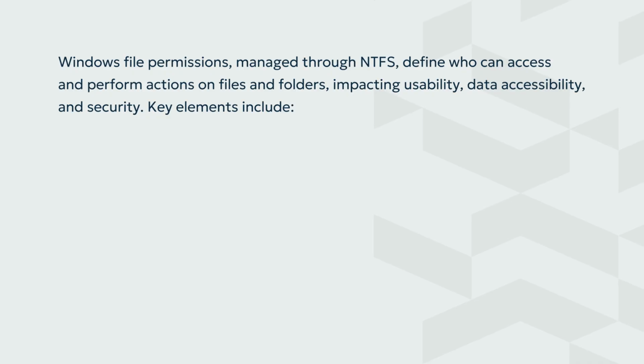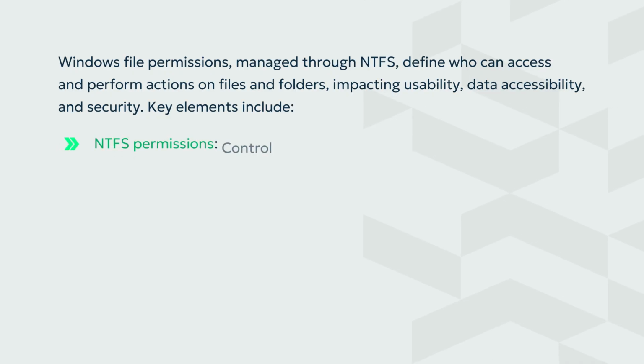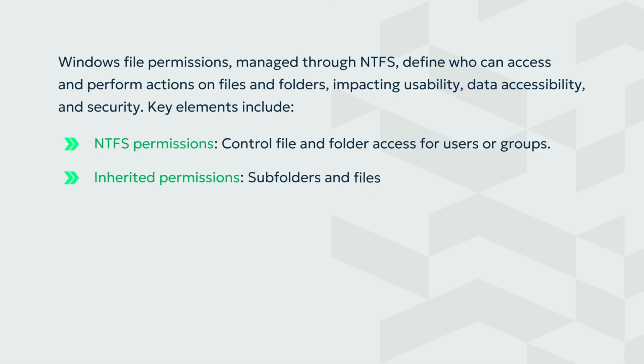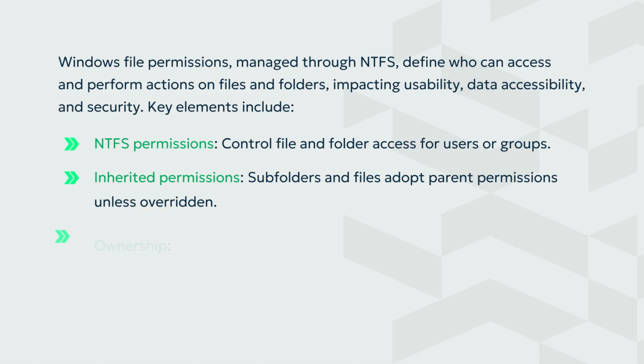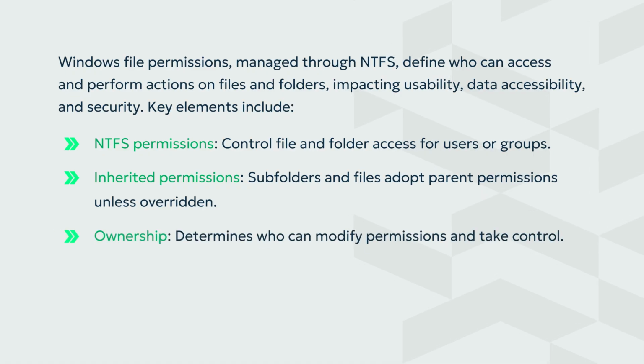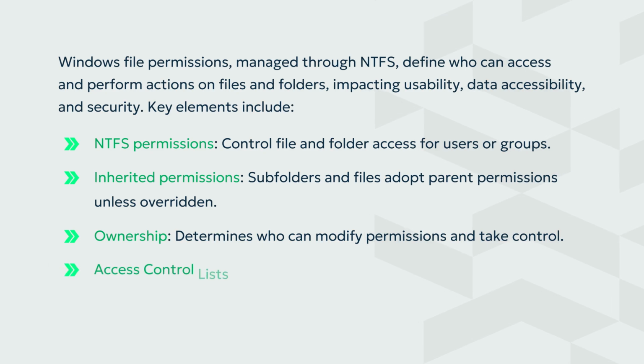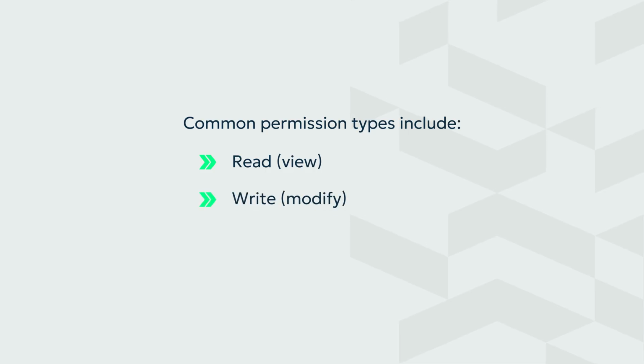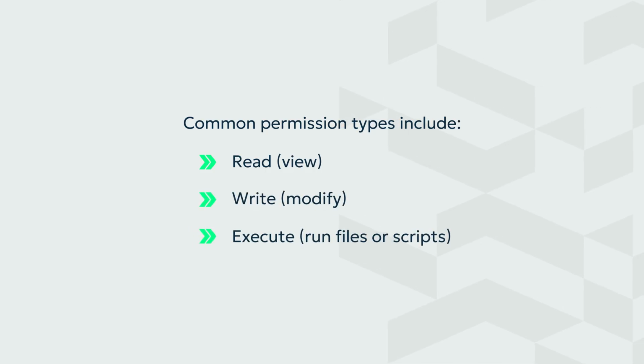Windows file permissions consist of these key elements: NTFS permissions, which control access to files and folders, defining allowed actions for users or groups; inherited permissions, where subfolders and files automatically adopt permissions from parent folders unless manually overridden; ownership, which identifies who controls the file or folder. Owners can modify permissions and take control; access control lists, ACLs, which store detailed permission settings defining which users or groups can access and how. Common permission types include read, view, write, modify, and execute, run files or scripts.